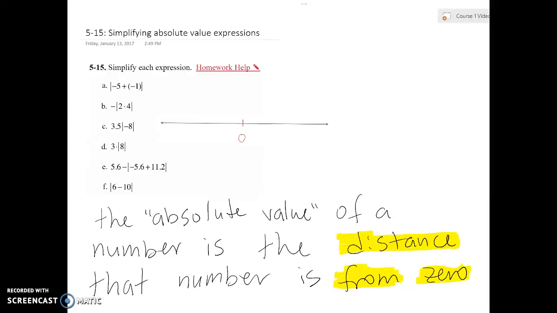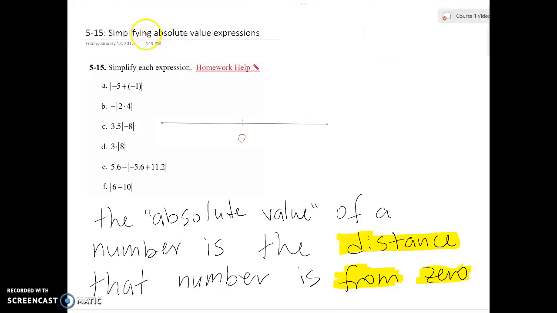All right, ladies and gentlemen, let's talk about absolute value again. Seems like a popular topic on these videos, so let's get it this time here. Let's talk about what the absolute value is. So the absolute value of a number is the distance that number is from 0.